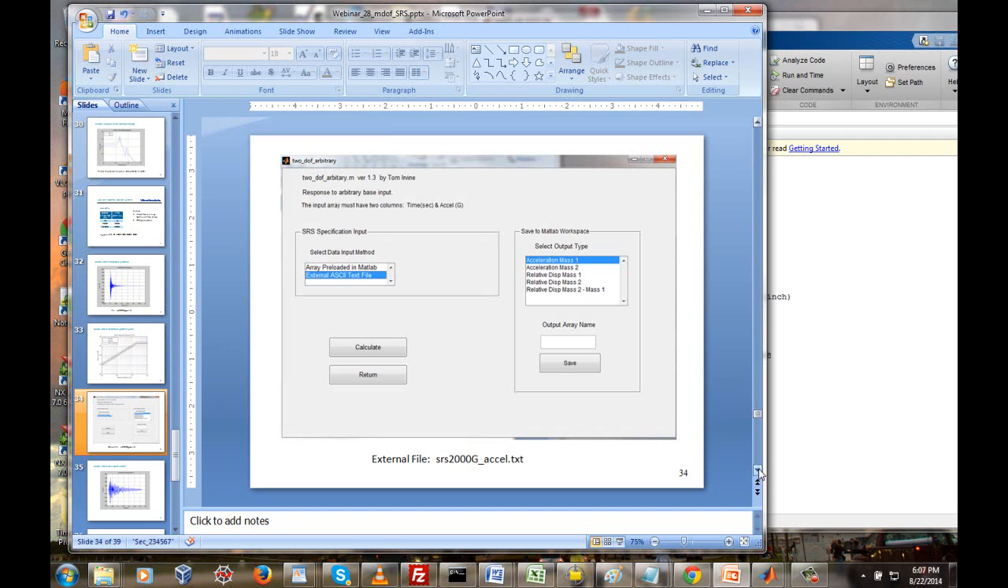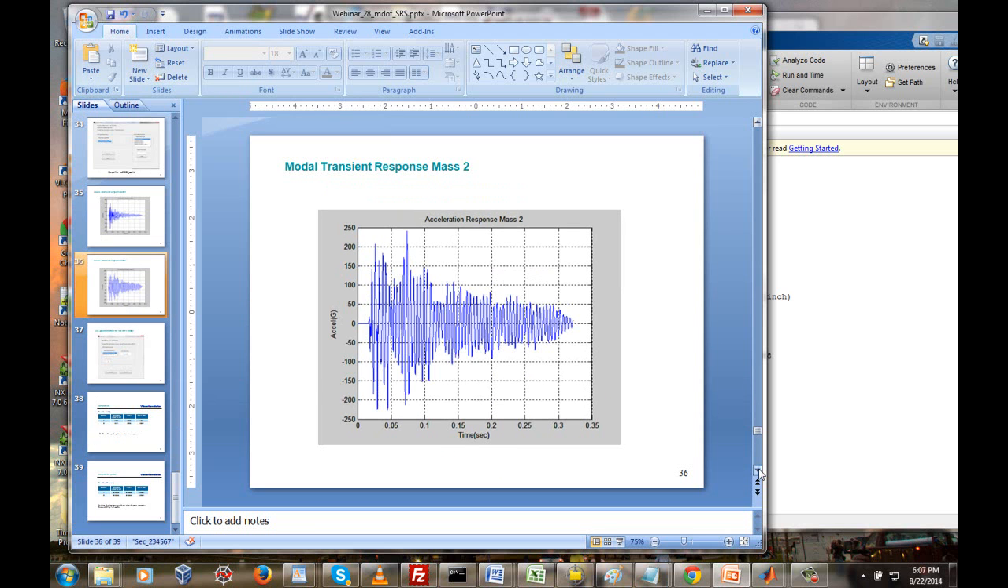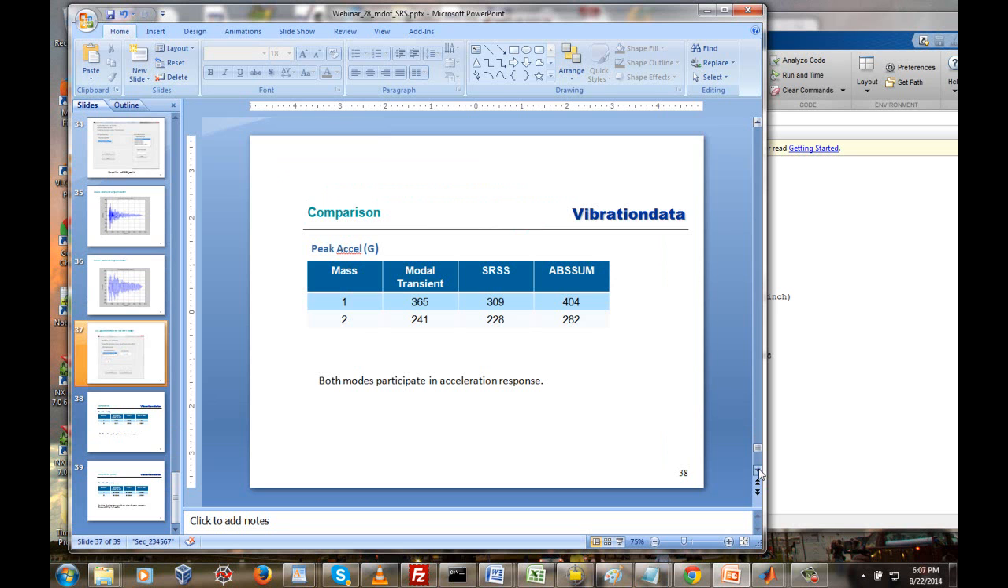Okay, so these slides here, you can just go through the PowerPoint slides yourself, through the steps of what we just did. So this, at this point, is just a review. There's the acceleration for mass 1, acceleration for mass 2, and then we did this simplified SRS approximation method for multi-degree of freedom systems.